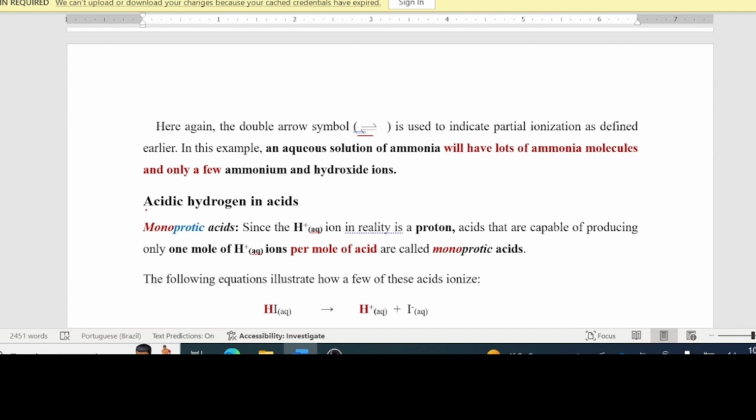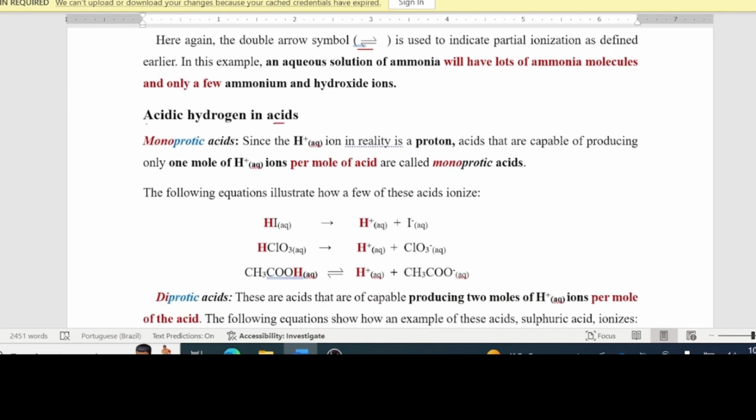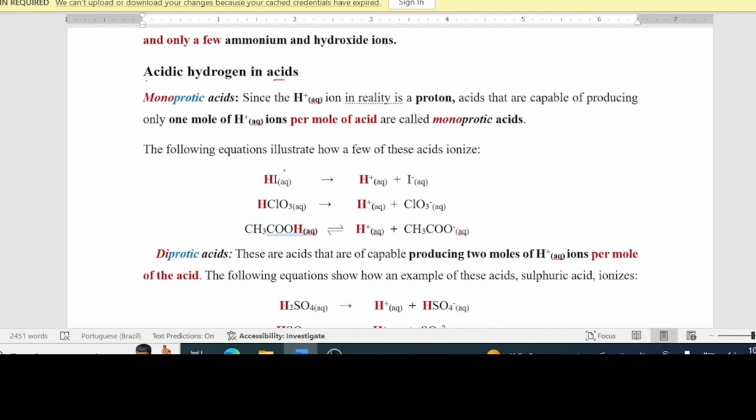Acidic hydrogen in acids. When you look at the formula of an acid, you can identify the acidic hydrogen. This one here will be the acidic hydrogen, this will be acidic hydrogen, and this will be acidic hydrogen here. Each of these has 1 mole of hydrogen per mole of acid, and because of that, we call these monoprotic acids. So these are capable of ionizing to produce 1 mole of H plus per mole of acid.